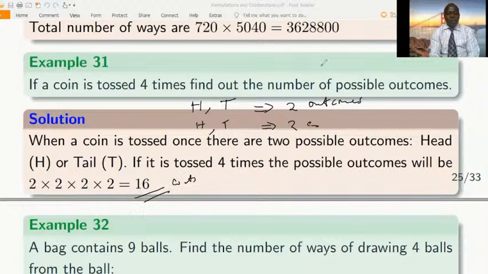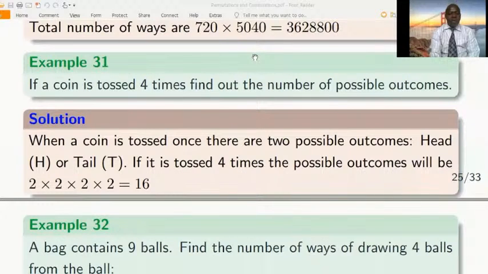16 outcomes. In fact, you could have used a tree diagram and come up with the same results. And when you use a tree diagram, you can also tell what the outcomes are, because a single toss will give you head or tail, and then the other toss will give you head or tail. I don't have enough space. So you tossed it twice.